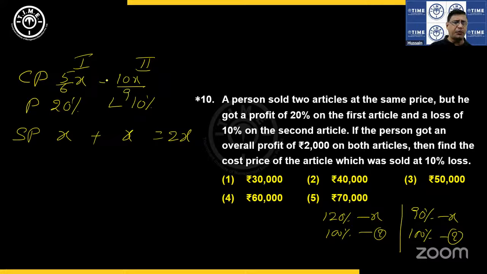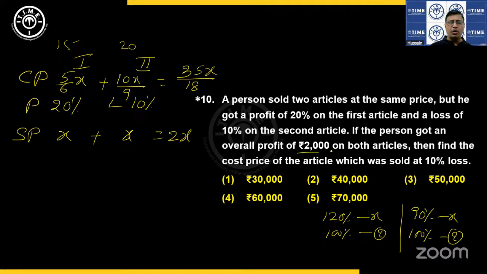What is the total cost price and what is the total selling price? Total selling price is equal to 2X. Total cost price means, now here LCM is 18. 3 times 5, 15. 2 times 10, 20. The value is 20 plus 15, 35X by 18.